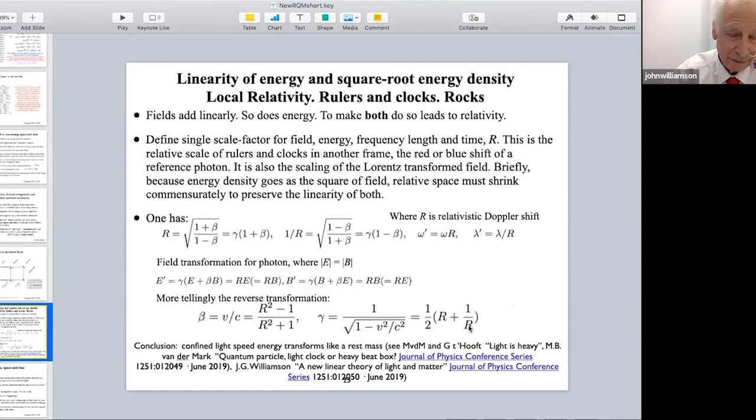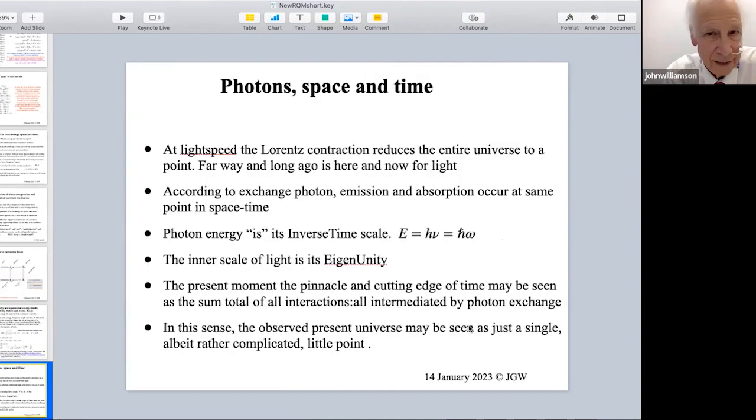Now, this is for an isolated particle or an isolated green box traveling through space innocently. What about interactions? If you have an interaction between two objects, if you have photon exchange, photon absorption, an electrodynamic process, then at light speed, what does the Lorentz contraction do for the photon? Where does the photon think the emitter and the absorber are? Well, at light speed, the Lorentz contraction reduces the entire universe to absolutely no distance at all. So as far as the photon is concerned, emitter and absorber are at the same point in space-time. It is local. It doesn't matter how far away it is, it remains local. According to the exchange photon, emission and absorption always occur at the same point in space-time, provided that exchange photon is on mass shell, which is a big proviso, by the way.